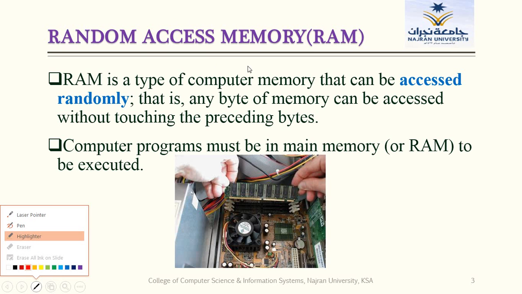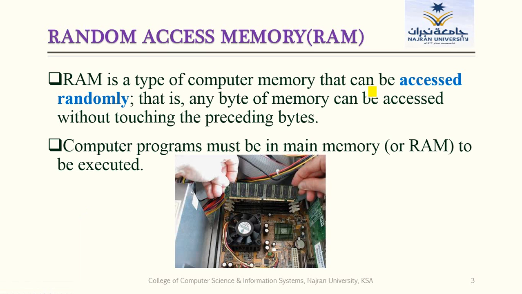In this course, we have seen that this is a type of memory that can be accessed randomly. So we can access randomly any byte without touching the preceding byte. A computer program must be in main memory or RAM to be executed. So if you want to execute any program, it is very important that this program must be in main memory.